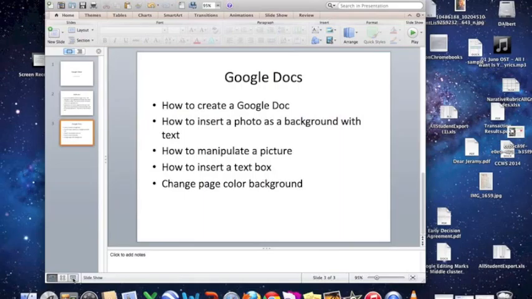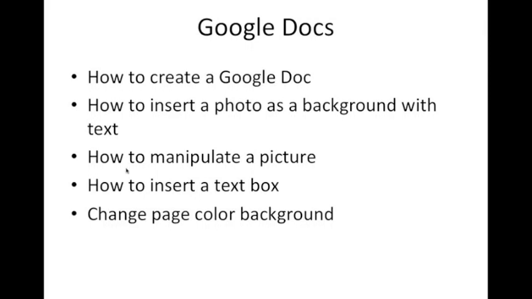So this is where we're going to learn how to do some basic things in a Google Doc on the Google Drive. We're going to be looking at how to insert a photo as a background with text, how to manipulate a picture, and then how to change the background color. In future screencasts, we'll get a little more detailed, but this is the basics to get you started. These are the things that students said on the survey that they wanted to know how to do.